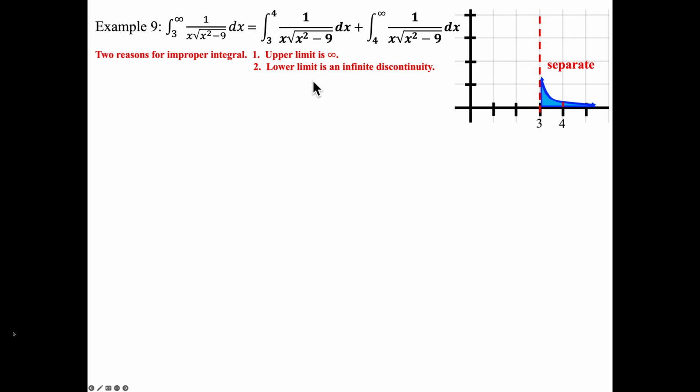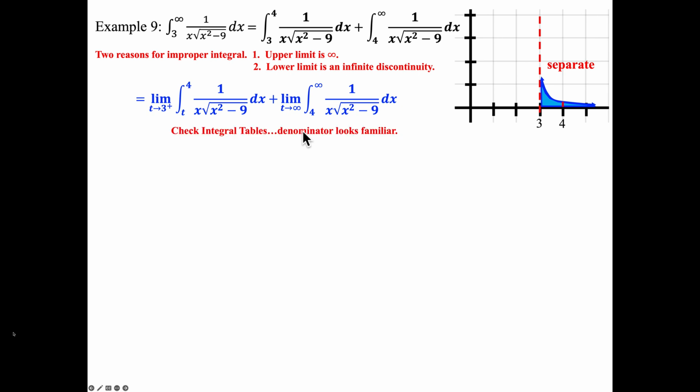Okay, so let's go ahead and take out the 3 and make that a limit as t approaches 3. Integrate from t to 4. And then let's take out infinity over here. Oh, I forgot to change this to a t. Please change that to a t. I hope I did that in the next example.